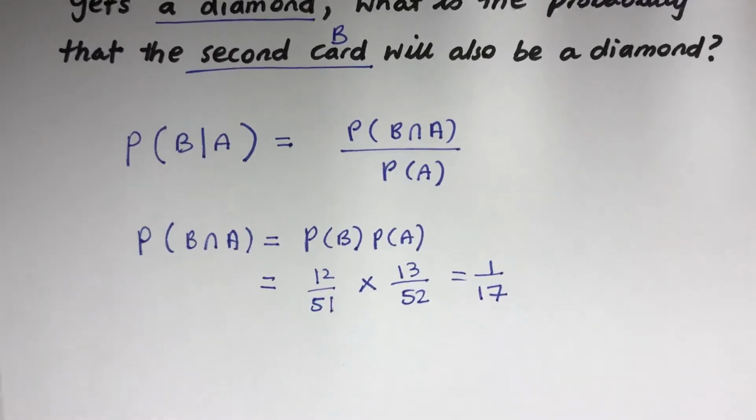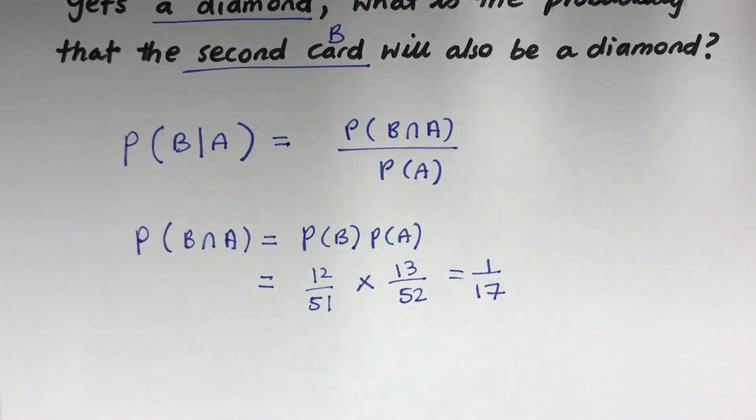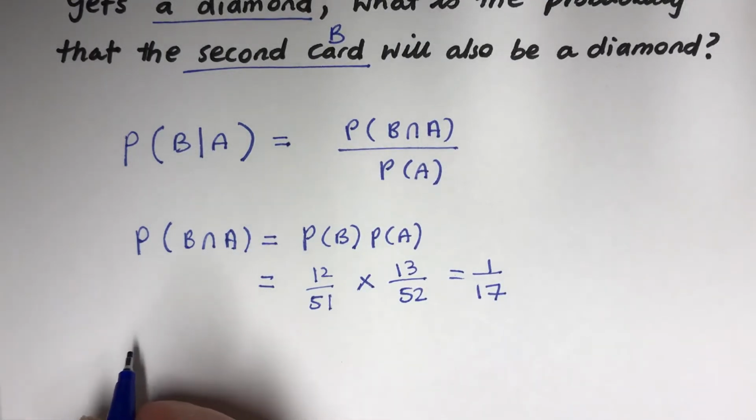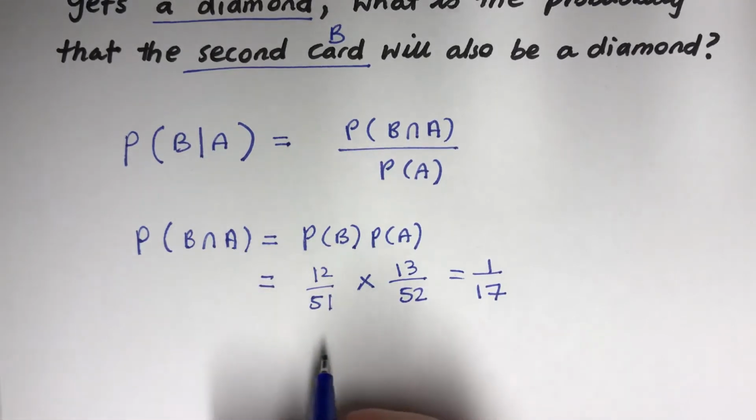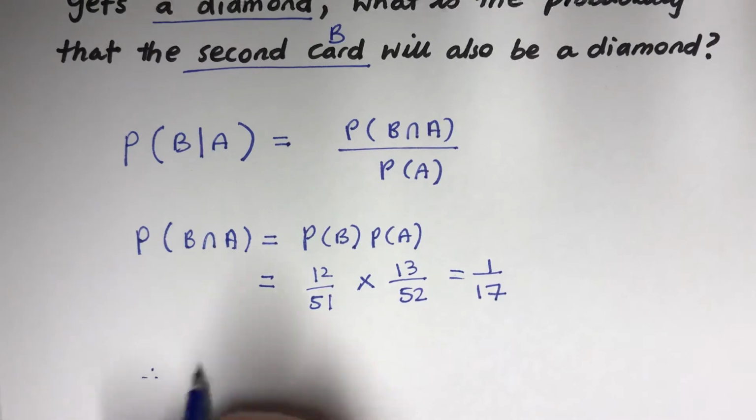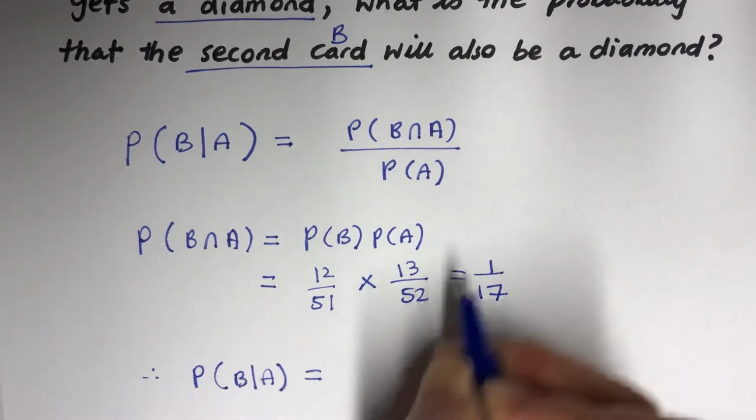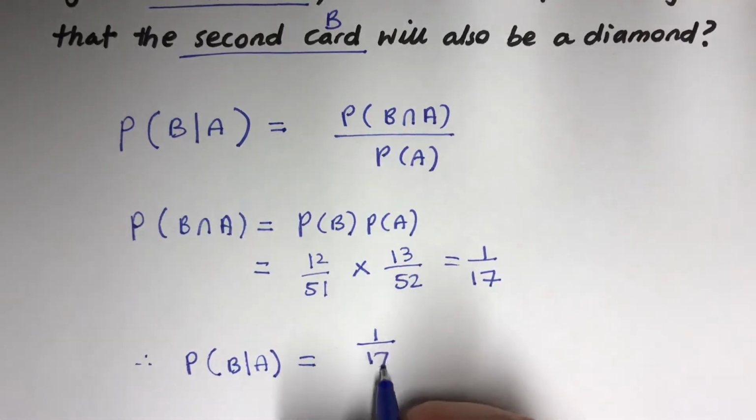Okay, just think about that, guys, because you took out the diamond already, so the total number will be 51. And then the other one, for the diamond suit, is 12 left. And therefore, that's 1 over 17.